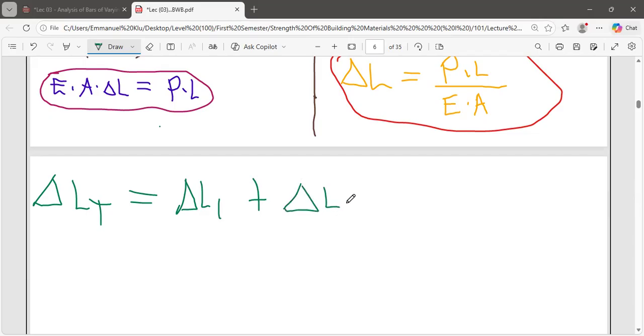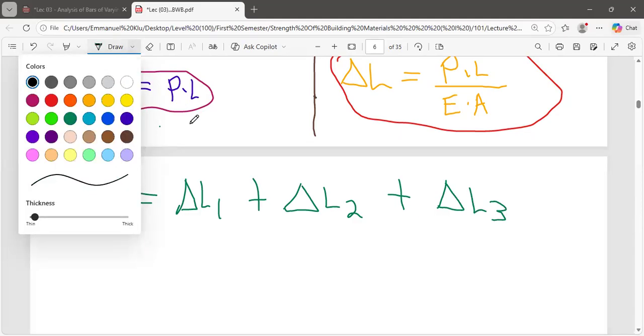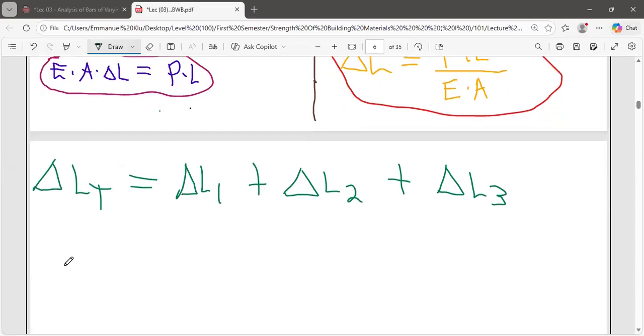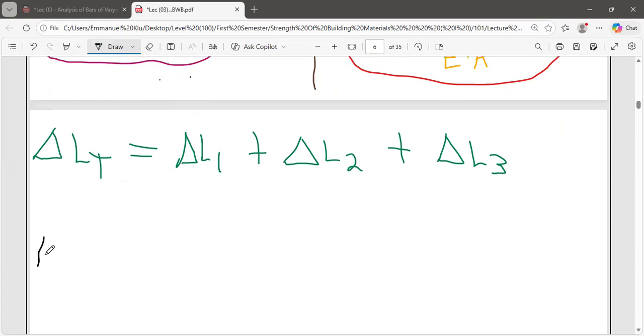Plus the change in length of section 2. Plus now the change in length of section 3. You see? So now I'm saying I want to get a total. From substitution, I'm just going to substitute everything into my formula. So look at what I'm going to do. I'm still looking for my total change in length.